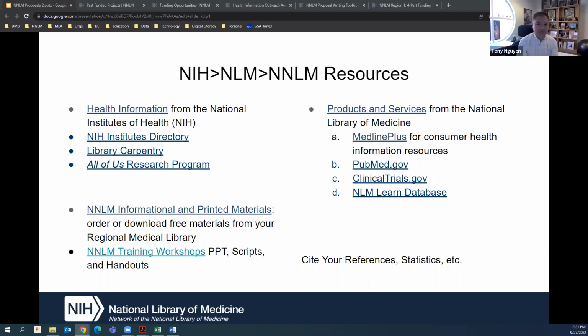Well, I probably placed that in the wrong area, in all honesty, because NIH, NLM, and NNLM did not develop Library Carpentry. That's true. It is a separate organization entirely.